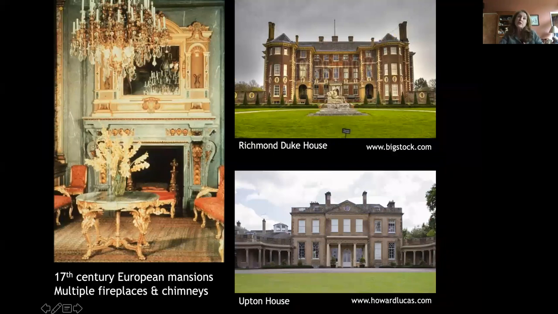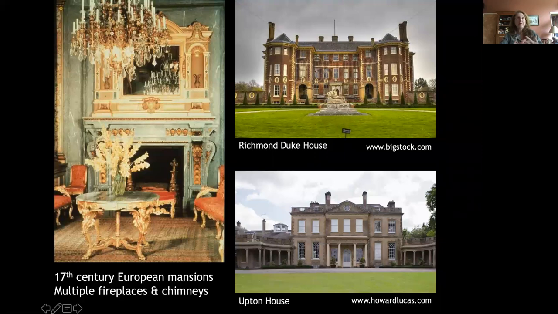Now, the European tradition relied on fireplaces. But one of the problems with fireplaces is you need one in every room, and you need to stay close to it to stay warm. So the upper image on the right, the Richmond Duke House, that was a 17th century mansion, one of Europe's greatest houses that's still in existence today. Below it, the Upton House, built around 1695.